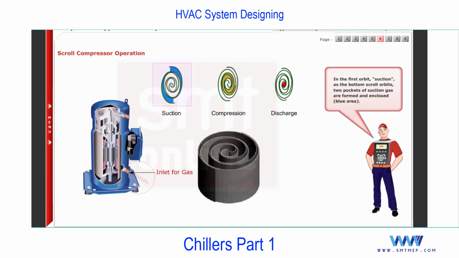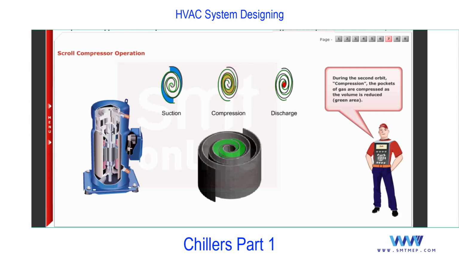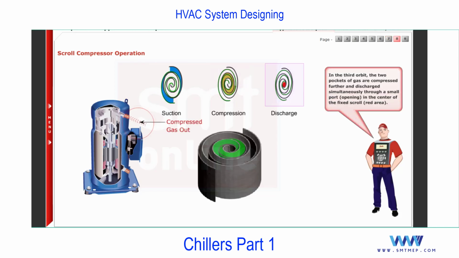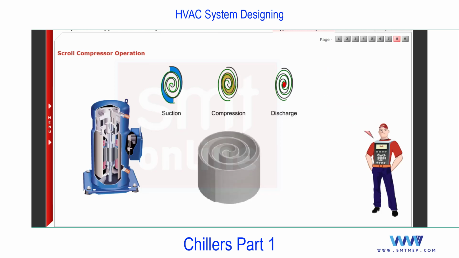In the first orbit, suction, as the bottom scroll orbits, two pockets of suction gas are formed and enclosed. Blue area. During the second orbit, compression, the pockets of gas are compressed as the volume is reduced. Green area. In the third orbit, the two pockets of gas are compressed further and discharged simultaneously through a small port opening in the center of the fixed scroll. Red area. With this, the scroll compression process is complete.